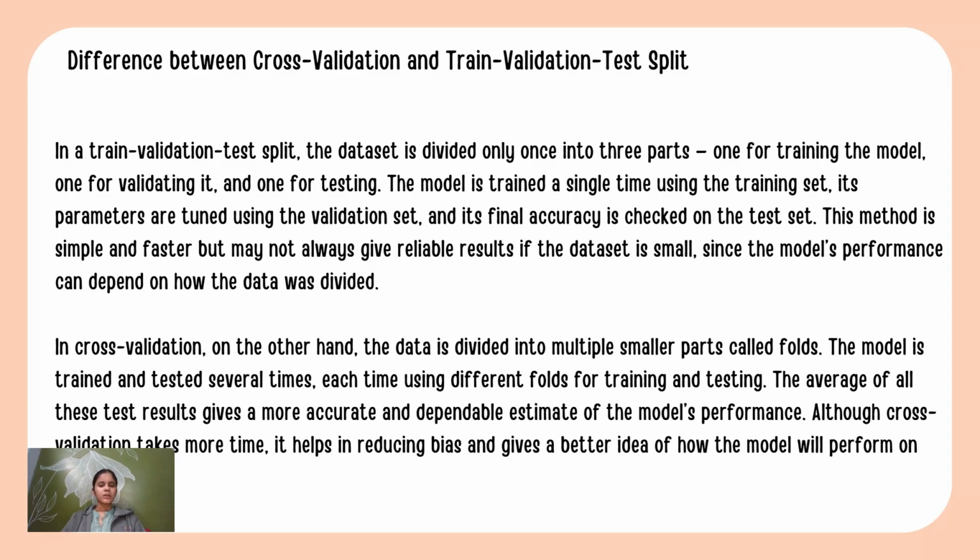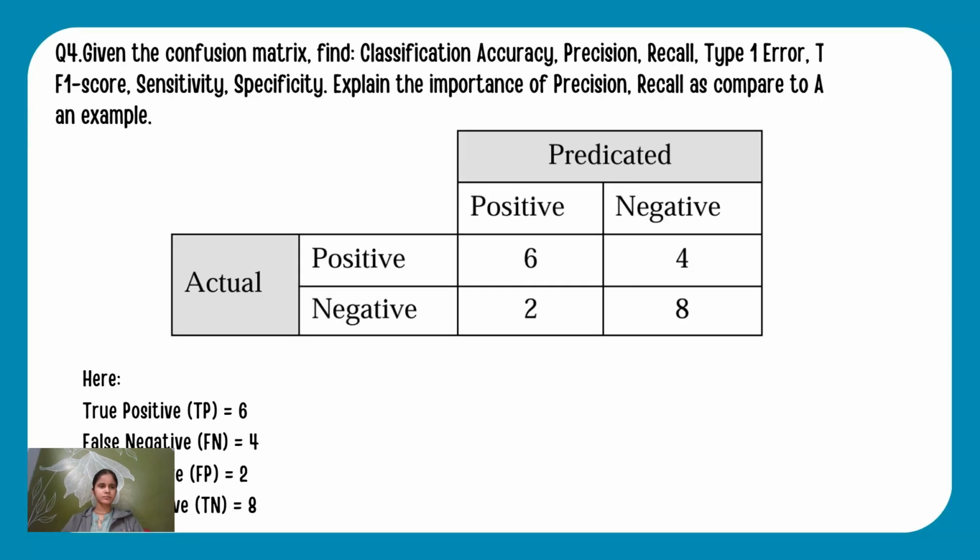In cross validation, on the other hand, the data is divided into multiple small parts called folds. The model is trained and tested several times, each time using a different fold for testing. The average of all these test results gives a more accurate and dependable estimate of the model's performance. Although cross validation takes more time, it helps in reducing bias and gives a better idea of how the model will perform on unseen data. Now move to the next question.